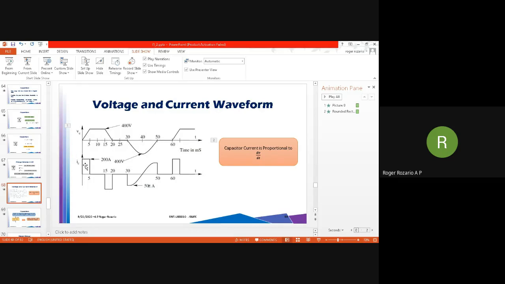How will you calculate the current? It is nothing but the differentiation of the voltage. So when this voltage is getting ramped up, the current I is nothing but the differentiation of voltage. So what is the difference?